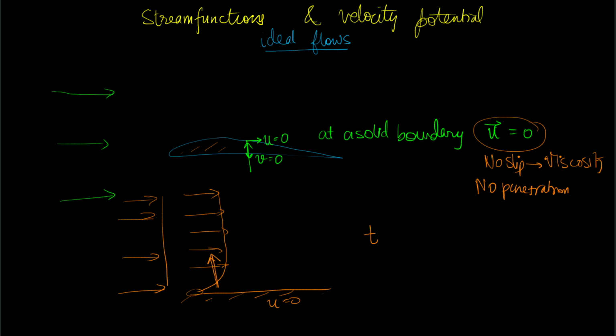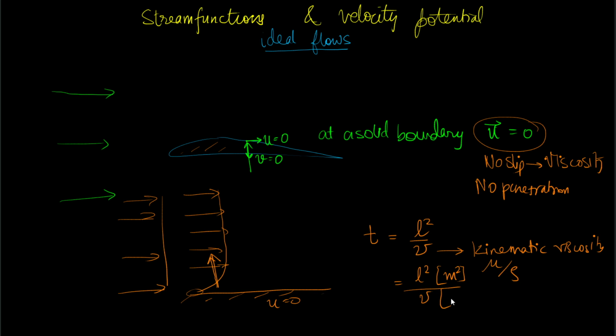In fact, the time taken for viscosity to diffuse over a distance L is L square upon nu, where nu is the kinematic viscosity, defined as the ratio of the dynamic viscosity upon the density. So you can verify the units. L square has the units of meter square, while nu has units of meter square per second. So after this much time, the disturbance, that is velocity equal to 0, would have propagated a distance equal to L, and after this much time the flow would have traveled the average velocity times the time. This is the distance in this direction.